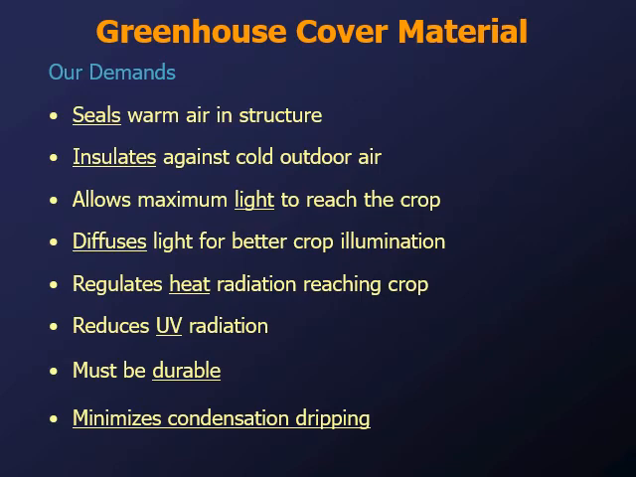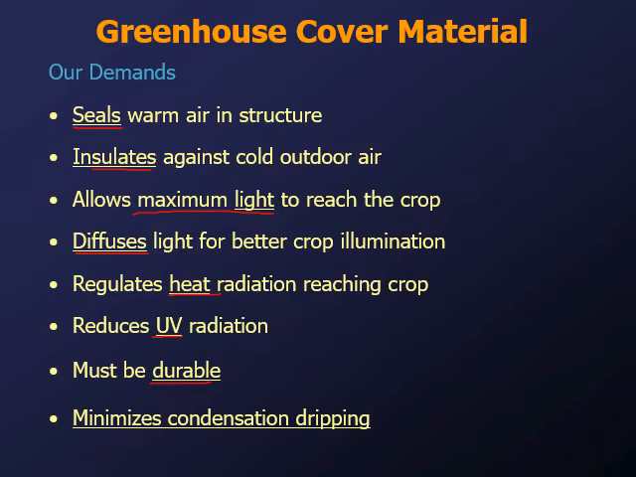But when you're looking at greenhouse coverings, we want to look at stuff that seals the air in, that insulates, that lets the maximum amount of light through, diffuses the light to get better penetration in the crop, less shading. Maybe even will cool the greenhouse in the summer if it's coated for infrared blocking. Reduces UV radiation, which can be damaging to some crops. Will last long, right? And minimize dripping.